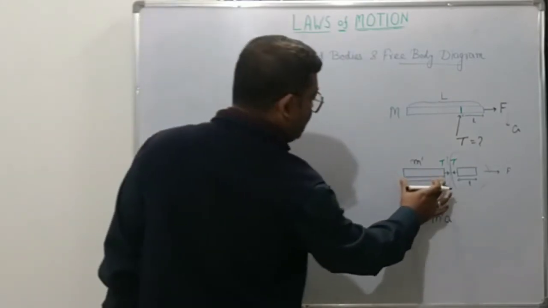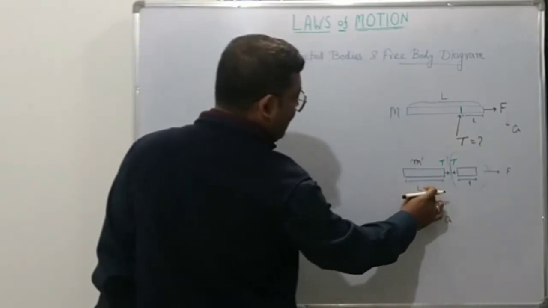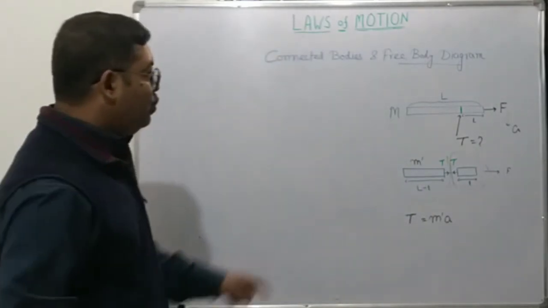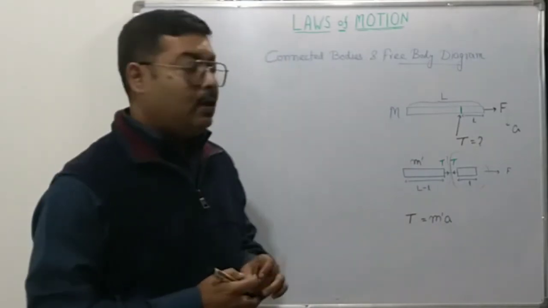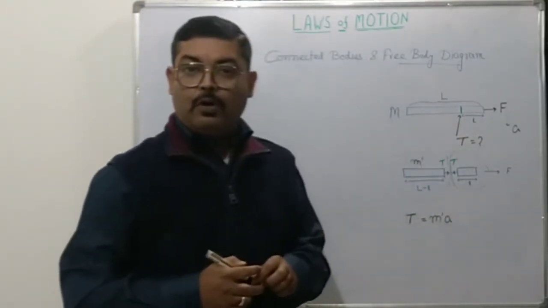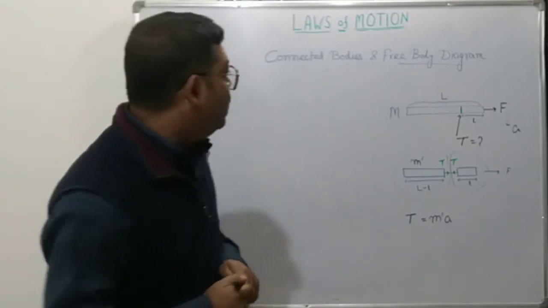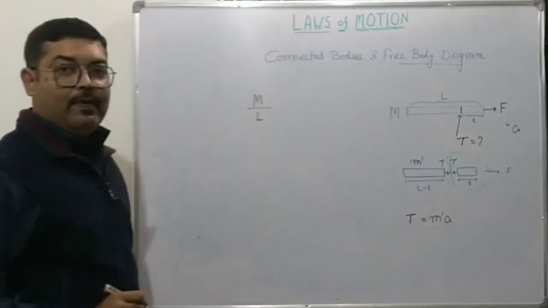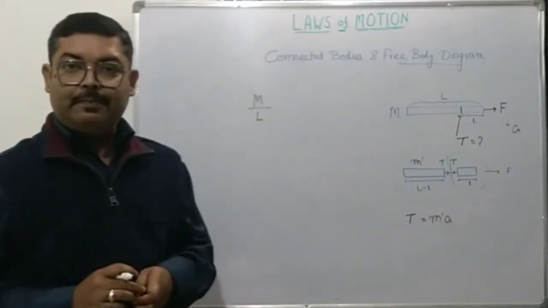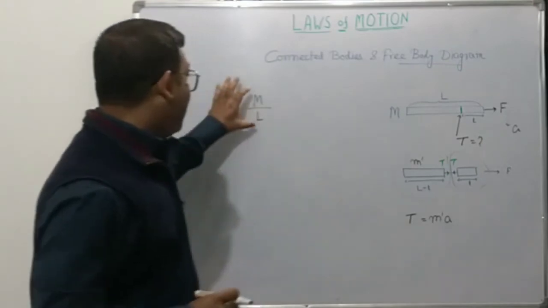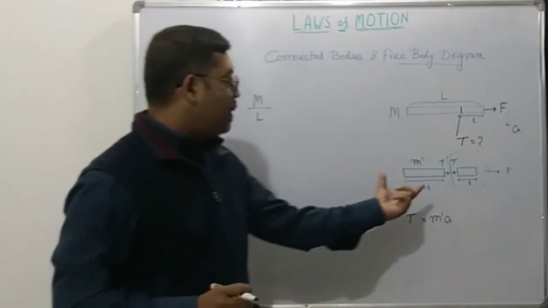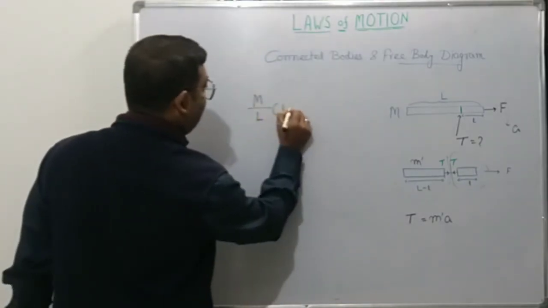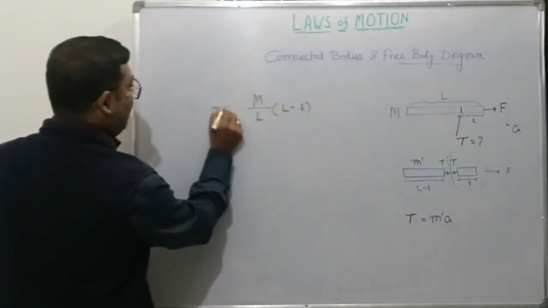Now what is m dash? m dash is the mass of the rod whose length is capital L minus l. How to find this? First, remember that we were given a uniform rod of length L and mass m. So m divided by L will give us mass per unit length of the rod. If m by L is mass per unit length, what will be the mass of this length, L minus l? We just have to simply multiply it by L minus l. And this will be our m dash.